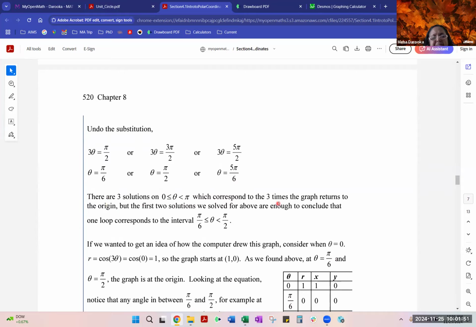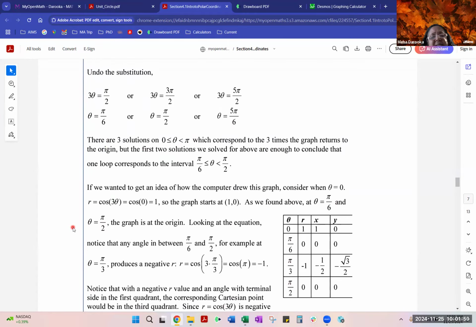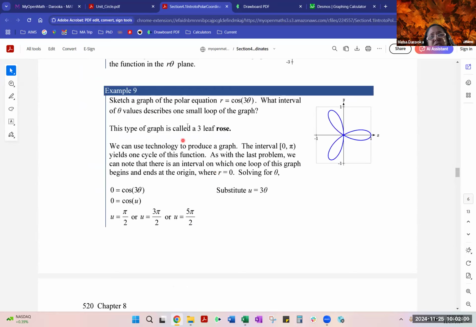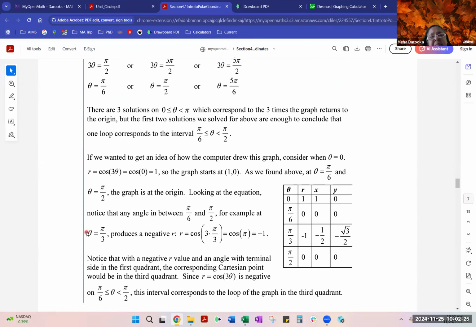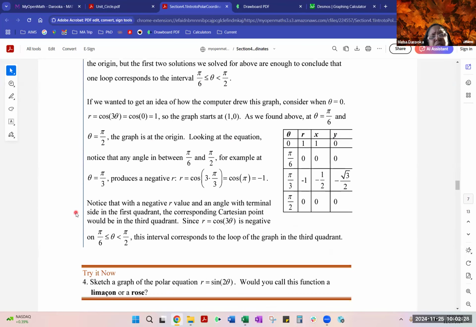Because of the loops, the first 2 solutions we solved are basically enough to conclude where the one loop is going to be. If you were not interested in the entire graph and only the one loop, which is exactly what they asked us to do for one small loop of the graph, that can stay between pi over 6 and pi over 2. So they're saying one loop will correspond to this interval of pi over 6 to pi over 2.